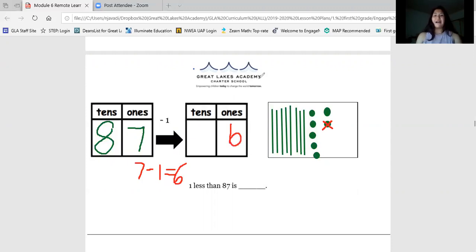Did the number in my tens column change? Tap your nose if you think the number in my tens column changed. Tap your head if you think the number in my tens column did not change. That's right, the number in my tens column did not change. It stays 8. We only subtracted from the ones column. We didn't take away any tens. So our new answer is 1 less than 87 is 86. Nice job. Let's go on to the next problem.